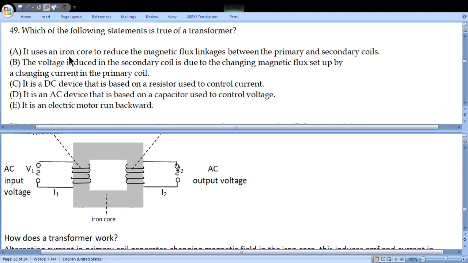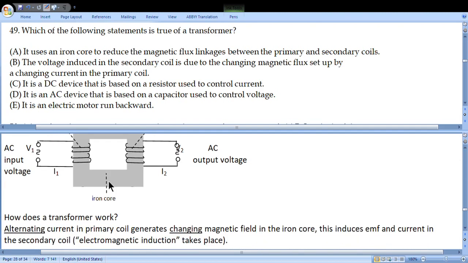It uses an iron core to reduce the magnetic flux linkage between the primary and secondary, vice versa. The voltage induced in the secondary coil is due to the changing magnetic flux set up by the changing current. It looks okay. It is a DC device. Wrong. It is an AC device. It is an AC device that is based on capacitor. No capacitor. It is an electric motor run backwards. No. So we choose answer B.